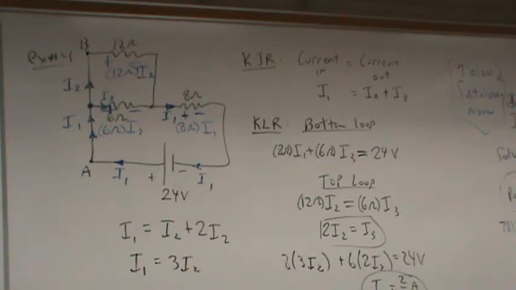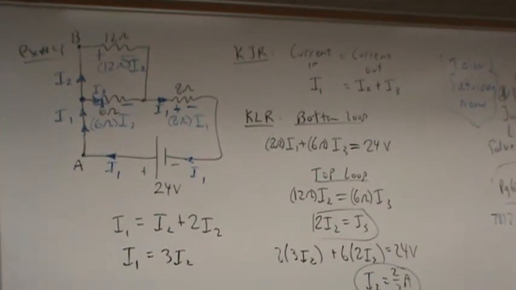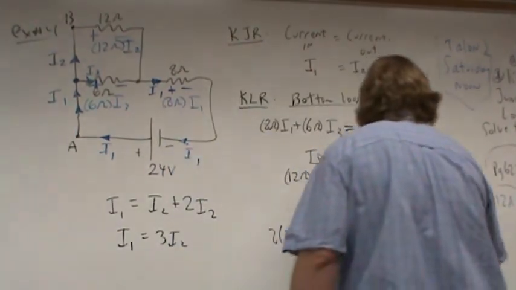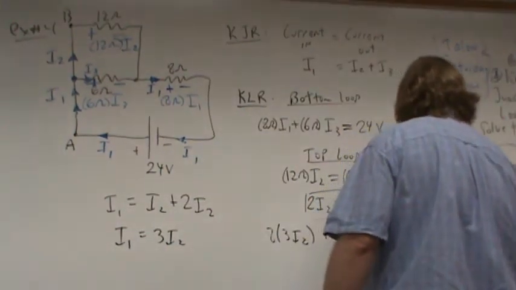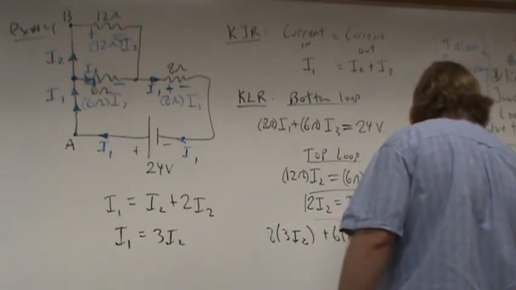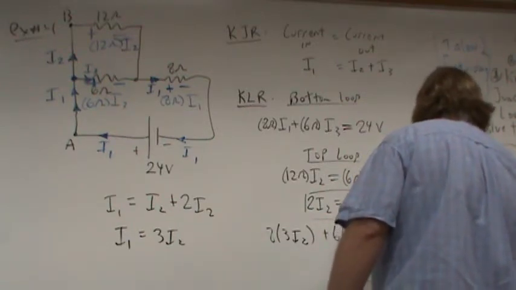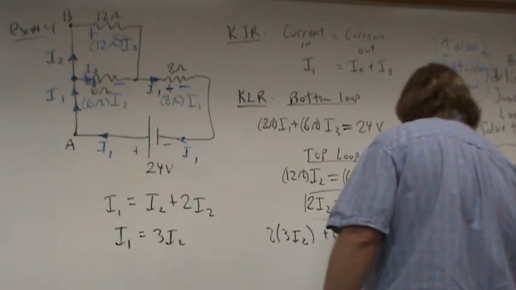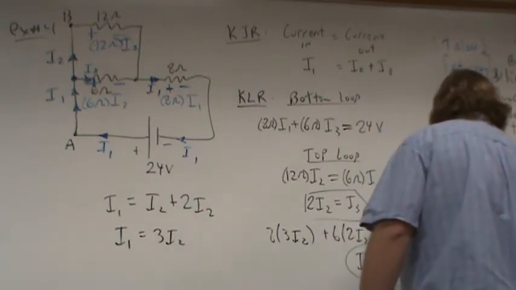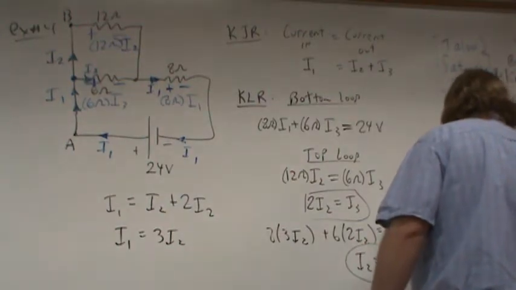So if you want to, you can solve these using substitution. Now I can find what I1 is. I1 is equal to 3 times 2/3 of an amp, which is equal to 2 amps. And then I3 is going to be 2 times 2/3 of an amp, which is 4/3 of an amp. Okay.